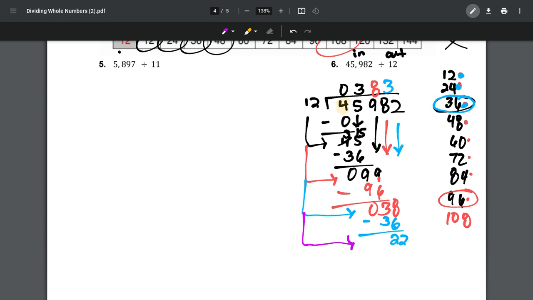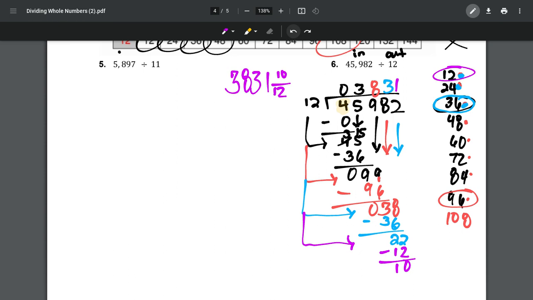How close can you get to 22 without going over? Well, if you go to 24, that's over 22. So go back just one group, and that's 12. You're going to subtract the number you circled, which was 12. Now, keep in mind, I don't have anything else to bring down. So I can stop right there and write this as a mixed number. 3,831. And then 10 is your remainder. Put it as your numerator over 12, which is the number you're dividing by. You can just stop right there.